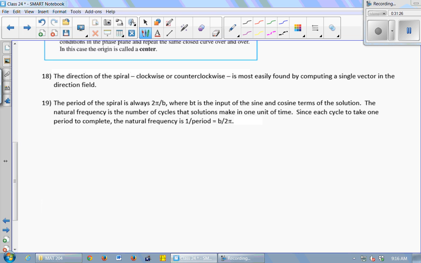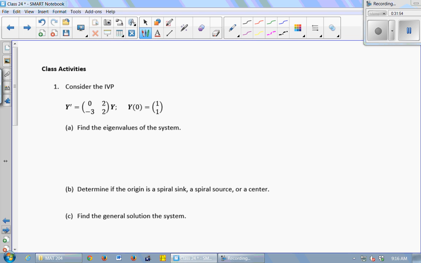And the period of the spiral is always 2 pi over b, where bt is the input of the sine and the cosine terms. And the natural frequency, which is the number of cycles that a solution can make in 1 unit of time, is just the reciprocal of the period, b over 2 pi. So they might ask you in your homework for either the period or the natural frequency. Okay, that was a bit of a long demo, but I think that you can try some out on your own now.